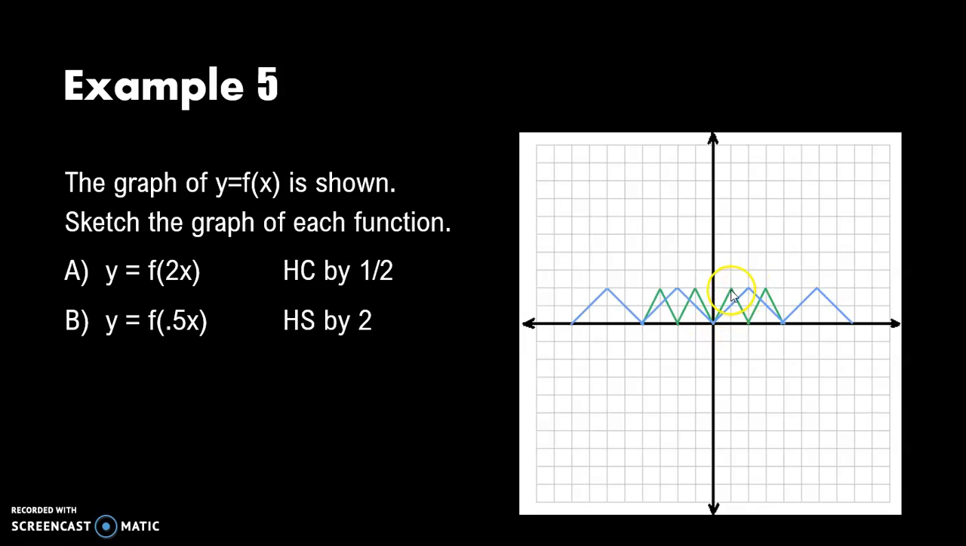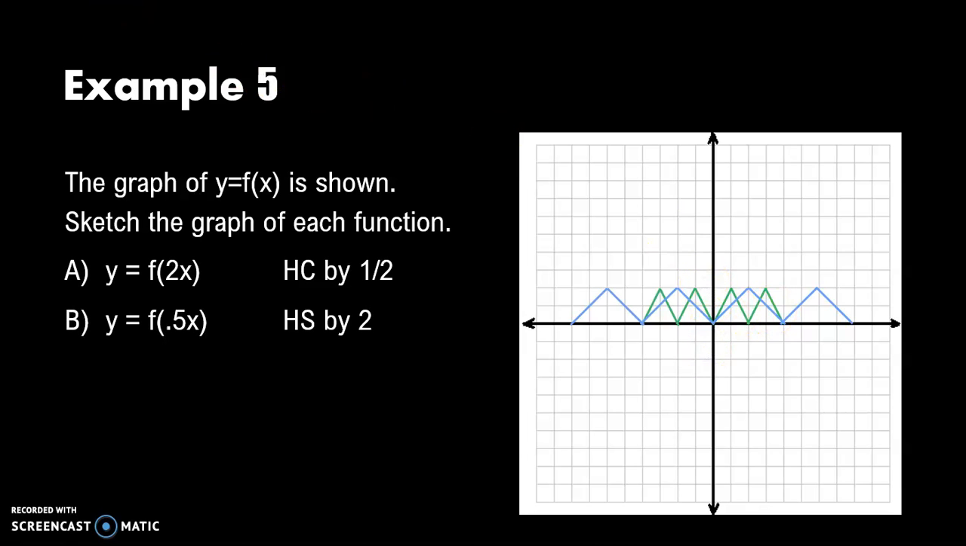So the blue graph, notice this was at 1, now it's at 2. So I've stretched it horizontally. I've taken each point and moved it over by twice the amount it was. So this was at 2, now it's at 4. This was at 3, now it's at 6. So it's twice as far from the y-axis as it was.